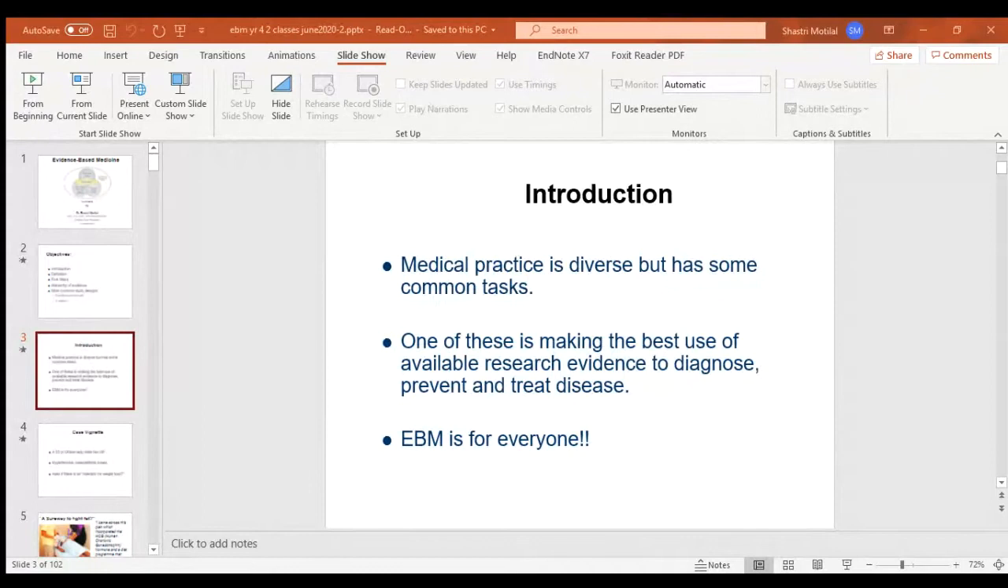The first point I usually make about evidence-based medicine is that this topic is for everybody. You'll be able to apply the things you learn here to your other fields and specialties: psychiatry, surgery, ENT, cardiology, any other field. So EBM is really a big overarching topic.